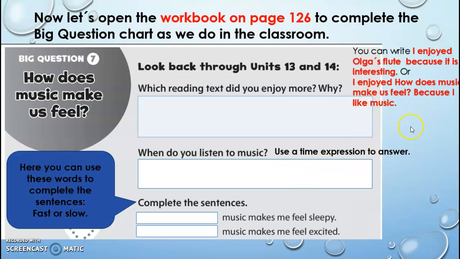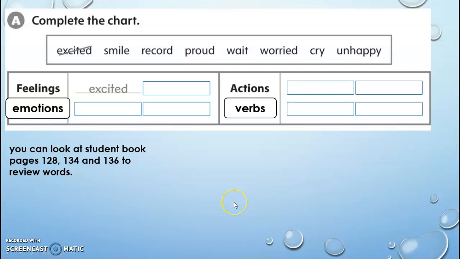Okay, let's continue. This is page 126, exercise A. It says complete the chart. You will read the words that are in the box, and then you will complete the chart about feelings and about actions. I wrote emotions, feelings similar to emotions, actions similar to verbs, okay? So what does it mean? It means that you have feelings and actions in this box, okay?